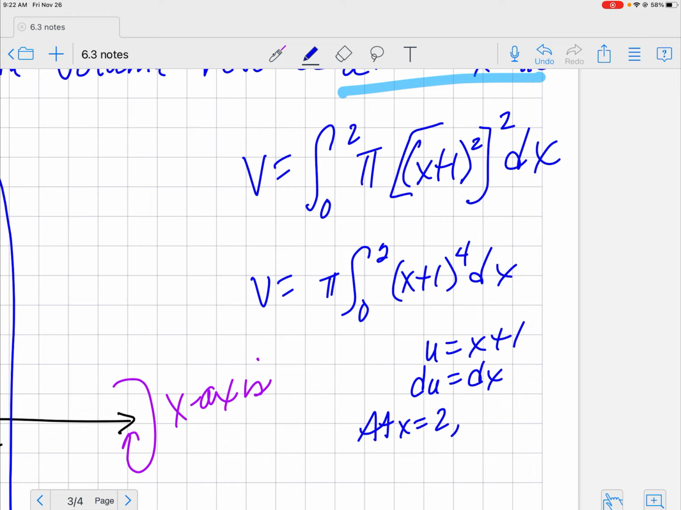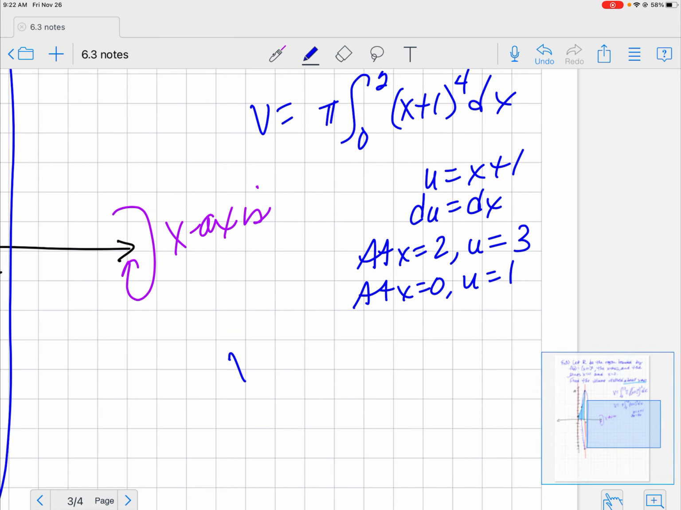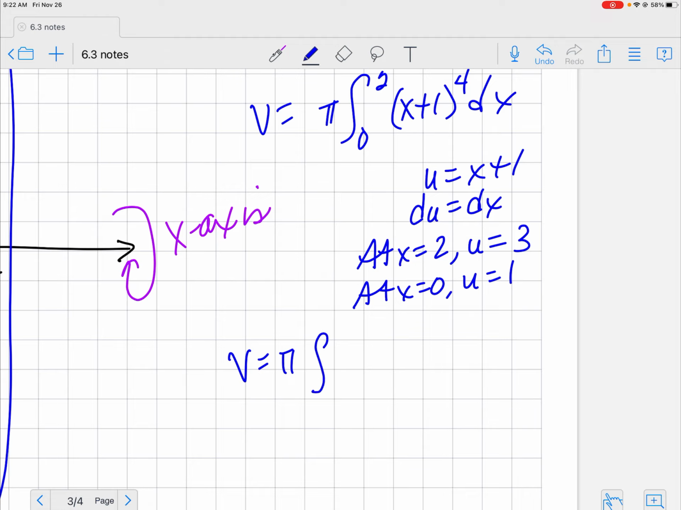So at x equals 2, if I plug in the 2, 2 plus 1 is 3. At x equals 0, 0 plus 1 is 1. So I am actually integrating my volume here of pi, going from 1 to 3 of u to the 4th du. And that's what makes it just easier. So I don't have to mess with all that stuff.